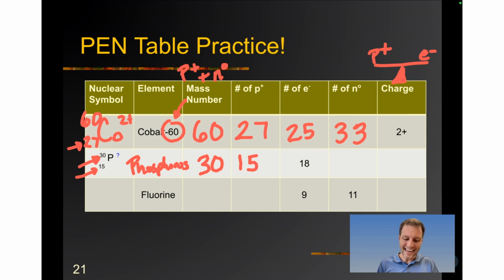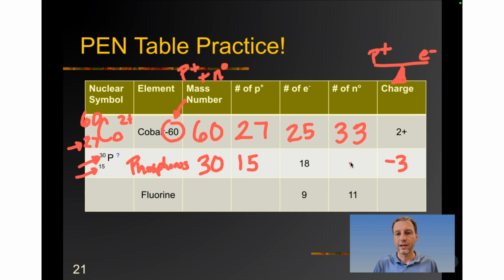All right, now I've got 18 electrons and 15 protons. Well, looking back up at my little balance here, that tells me I've got 3 more electrons. I have a negative charge because electrons are negative. I have 3 more than protons, so that's -3. It doesn't matter if you write the symbol before or after the number. -3, 3 minus means the same thing.